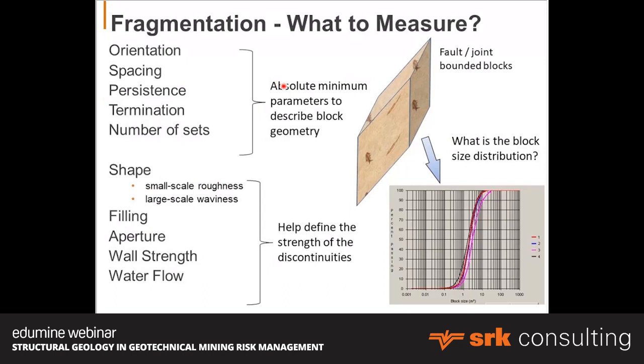Okay, and you need to understand the orientation, the spacing, the persistence of these structures, how they terminate against each other, and how many different types of sets there are. Really what you're trying to do is define the shape of the block, these joint and fault-bounded blocks that are going to be forming in your cave. On top of that, what helps understand whether the rock will fracture or not is information on the shape, filling, aperture, the strength, and the amount of water in the system. Ultimately, you're trying to predict what the block size distribution is going to look like.